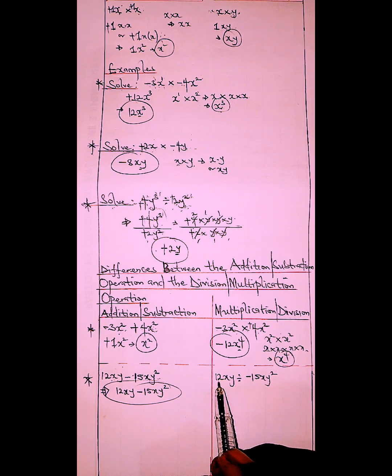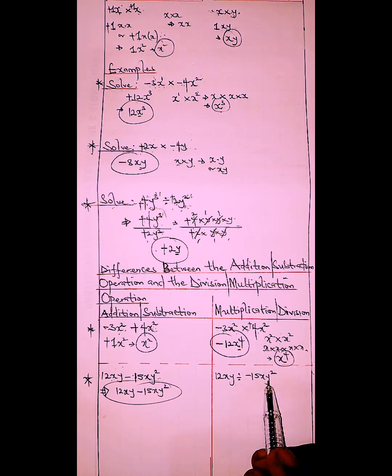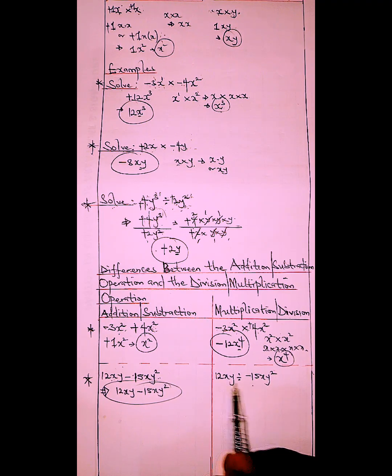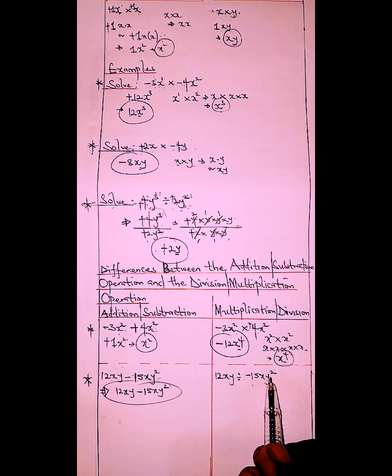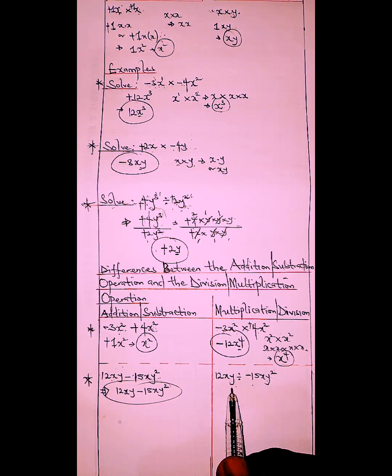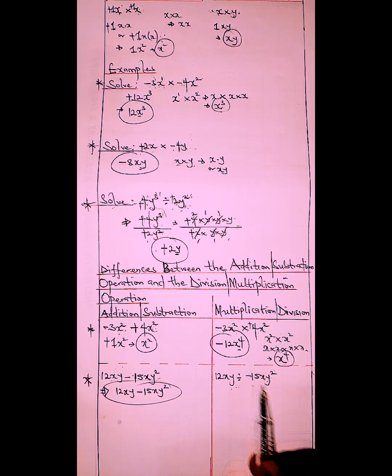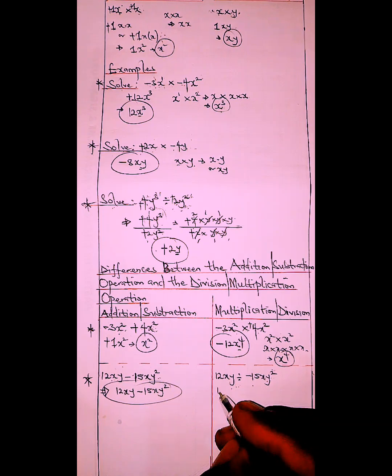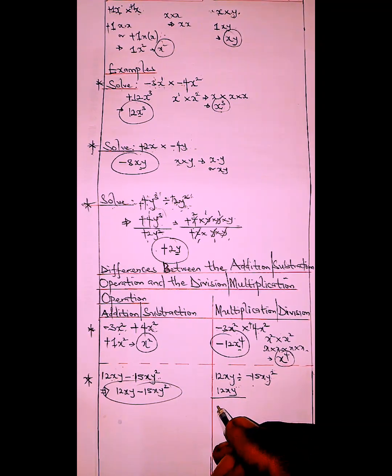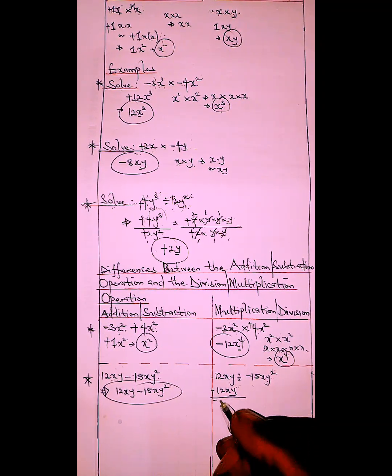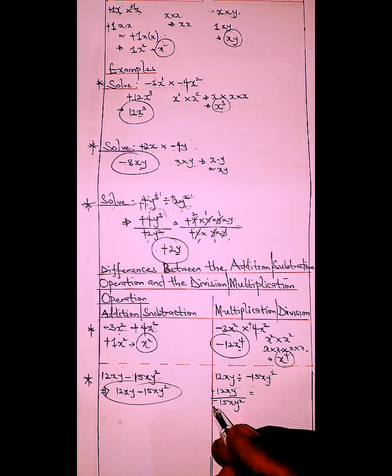So the next is plus 12xy divided by minus 15xy squared. Now when it comes to division or multiplication in basic algebra, we don't really care if the variables are the same. As you can see, they're different. Whether they are the same or not, the rule is work on the coefficients separately, and after that, you work on the variables separately. So let's get that done. This is plus 12xy divided by minus 15xy squared. You know what it is. Plus and minus will give us minus.